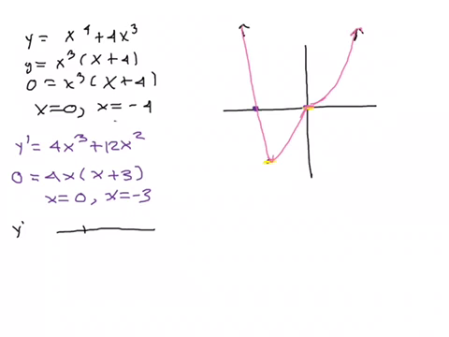Let's do them in order, shall we? So -3 and 0. Let's go make our sign chart. I plug in numbers to the left of -3, like -100. Well, that's obviously positive. Between -3 and 0, I plug in a number like -1.